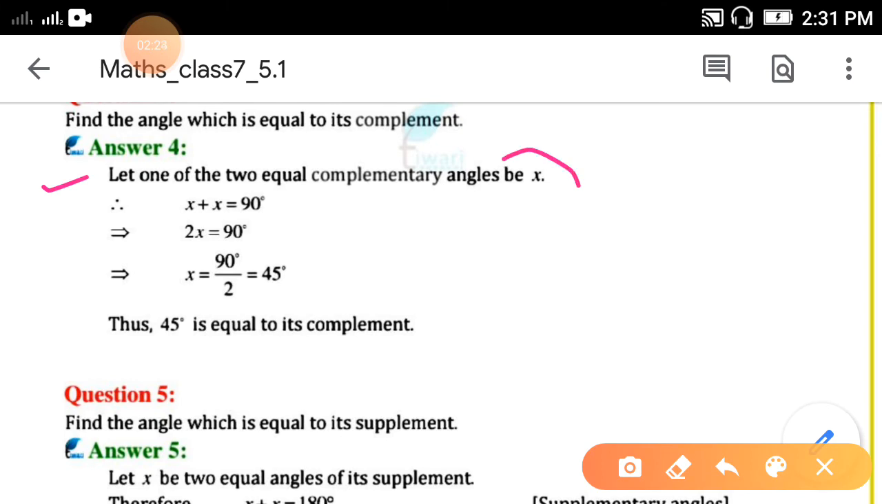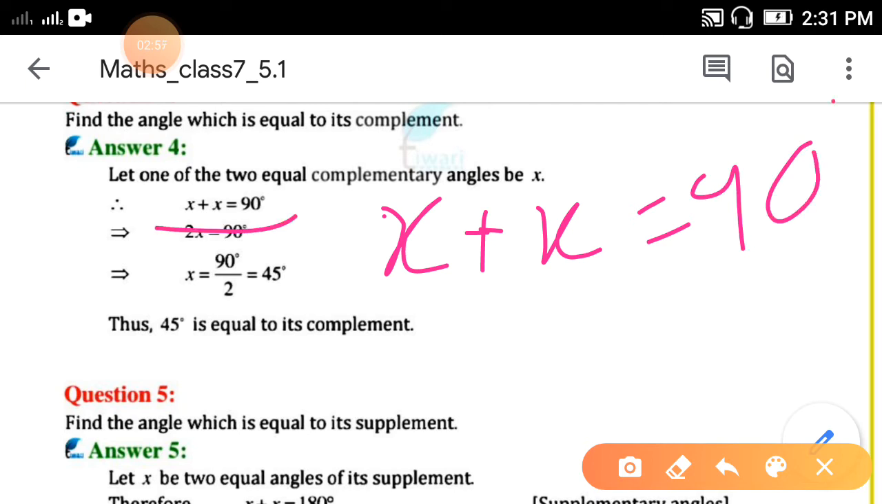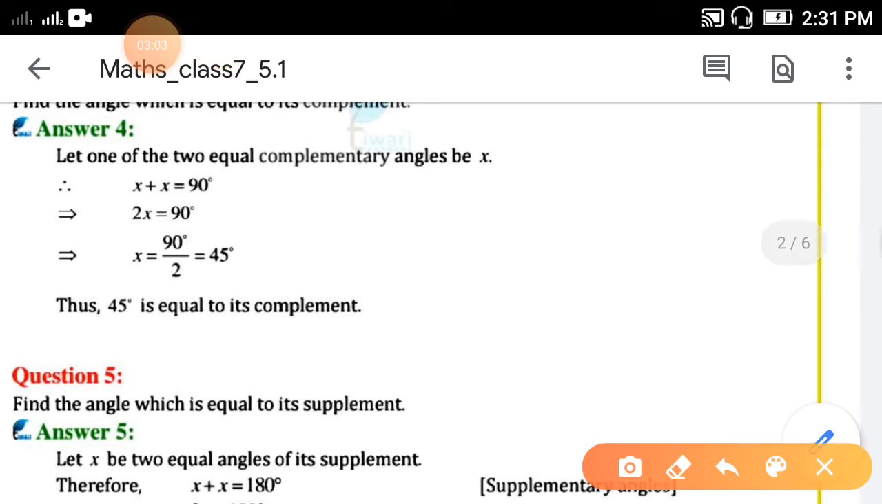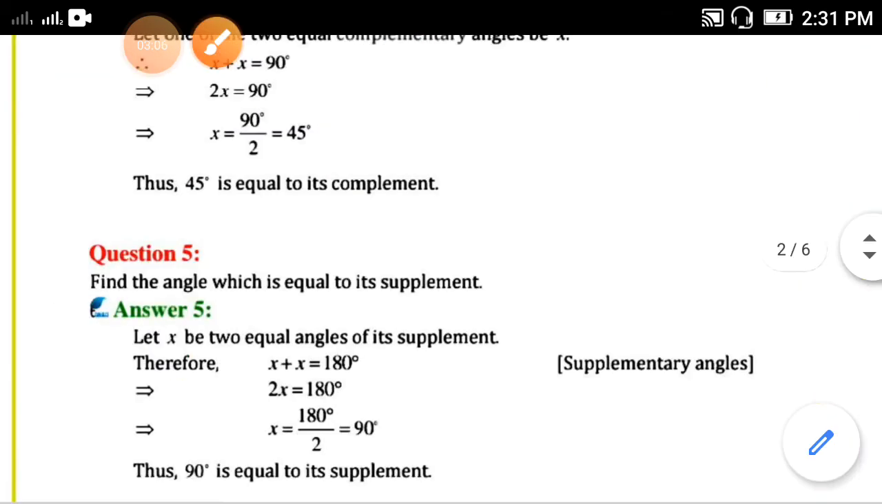So one of the angles is x, and here the condition is given, both are the same, because we need to find the angle which is equal to its complement. So the second one is also x. Both are complementary angles, so their sum is 90 degrees. One angle is x, the second one is also the same as the first one, because both are equal and both are complementary, so their sum is 90 degrees. So here you get the equation x plus x, 2x is equal to 90, so x is equal to 45 degrees. So 45 degrees is equal to its complement.